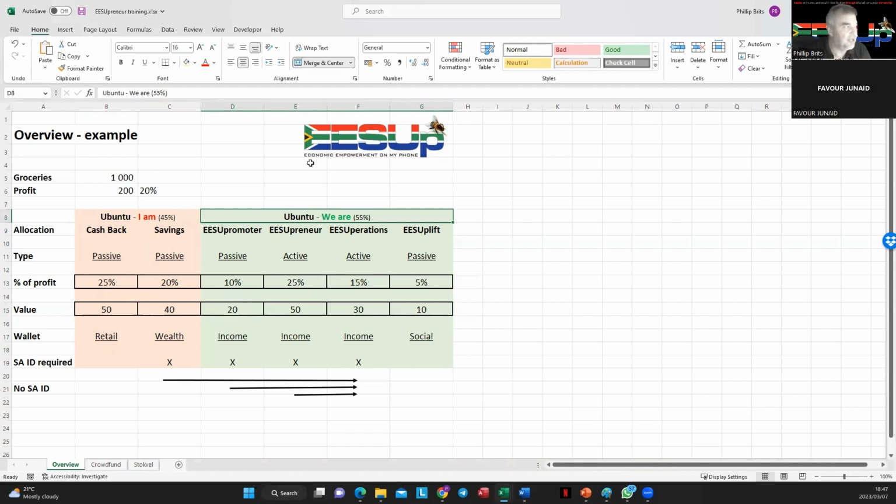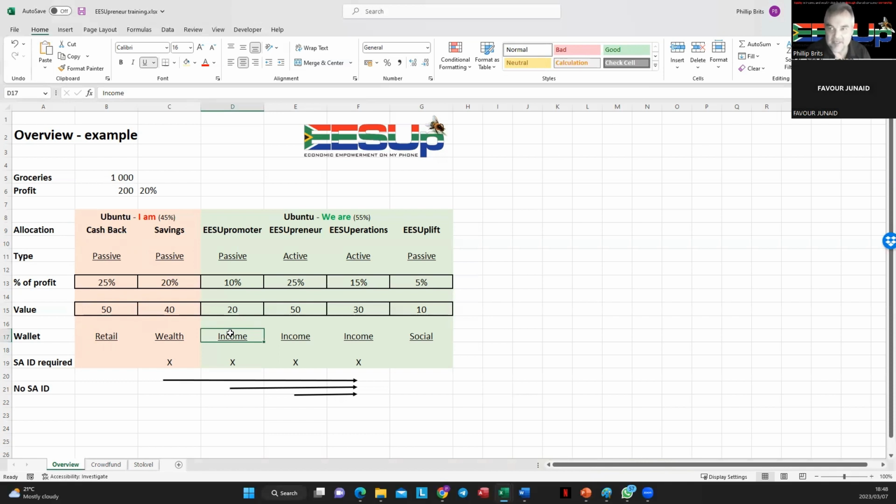So the first one that we do is we say there's the EaseUp promoter. So for the EaseUp promoter, they will get 10% of the profit, or 20 Rand. Okay, so if the profit is 200 Rand, 20 Rand will go to the EaseUp promoter. So you've promoted now already 12 people I see on the system, or 12 people are linked to your promotional code. So that means if each of those 12 people actually buy 1,000 Rand, you will get 240 Rand in your income wallet. Okay. Wow.